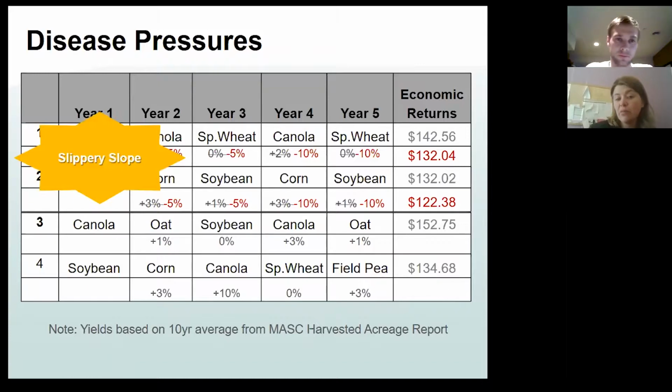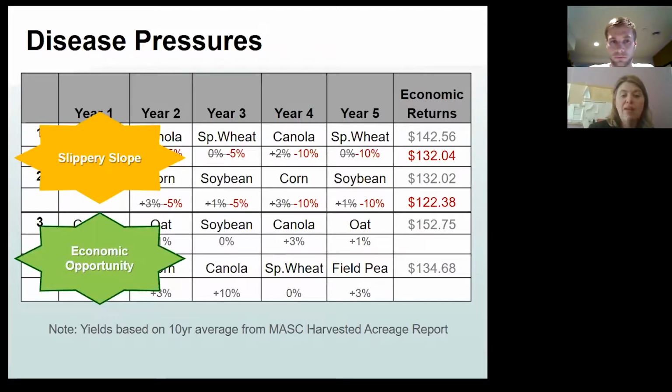So a slippery slope when it comes to a 2-crop alternate plan, and then potential for an economic opportunity when we come to these crops with a little bit more diverse rotation and a little bit longer breaks between some of those crops that carry the same disease.